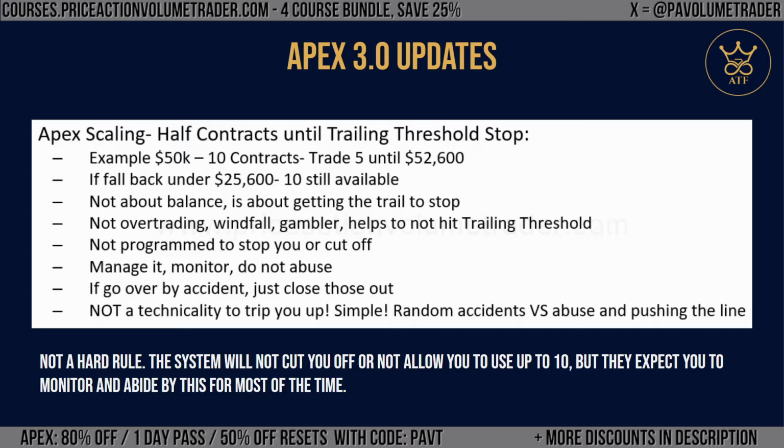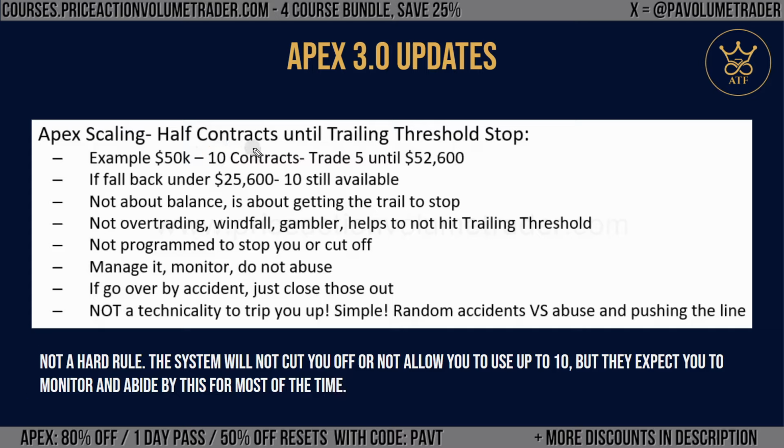Now, this is a new rule they're putting in, which they're calling the Apex scaling. Before, there was no scaling rule. So for example, on the 50K account, you could trade up to 10 contracts from day one with no limits. Now, this is not really a hard rule. He mentioned that the system is not going to cut you off or block you from using the full 10 contracts when you want, but they expect you to monitor this and abide by this most of the time.